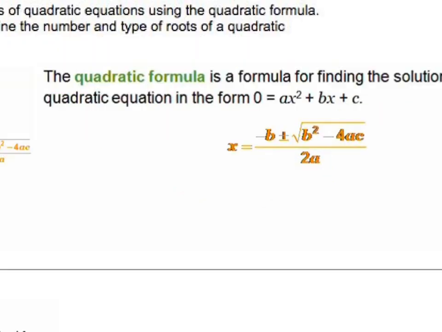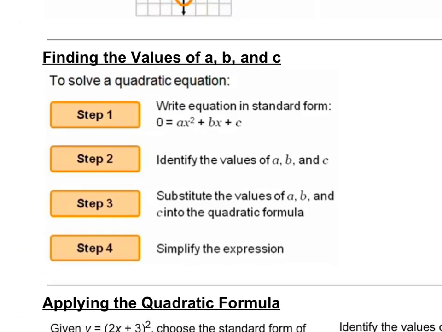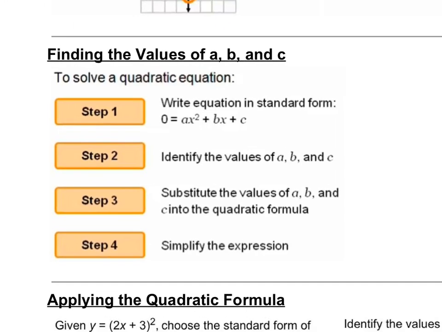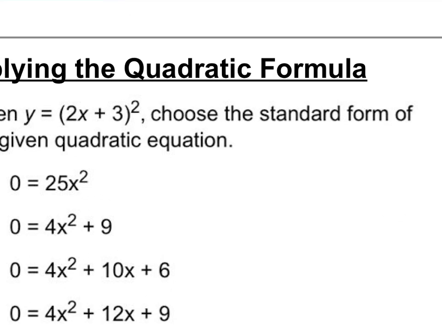So let's take a look at the steps of finding the values a, b, and c. We want to write the equation in standard form, set it equal to 0, identify what a, b, and c are, and then substitute those values of a, b, and c into the quadratic formula and then simplify it. All right, let's take a look.